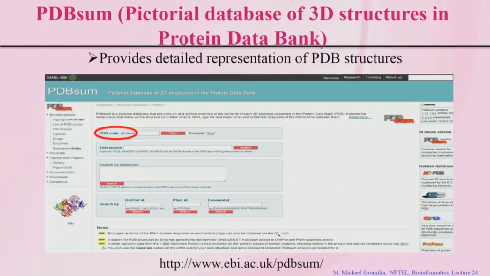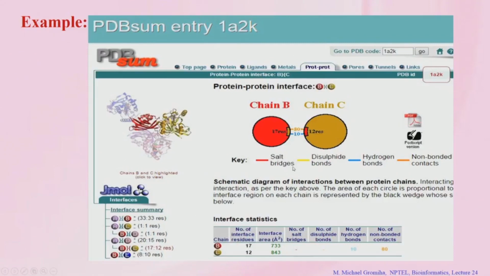For example, this is the website for PDBsum. Go to the website and then you can give the PDB ID. If you give any PDB code here, and then click the submit button to search, you will get this type of information. This is for 1A2K, and you can see how they represent chains B and C, how many residues and how many contacts: 70 residues in chain B, 12 residues in chain C.